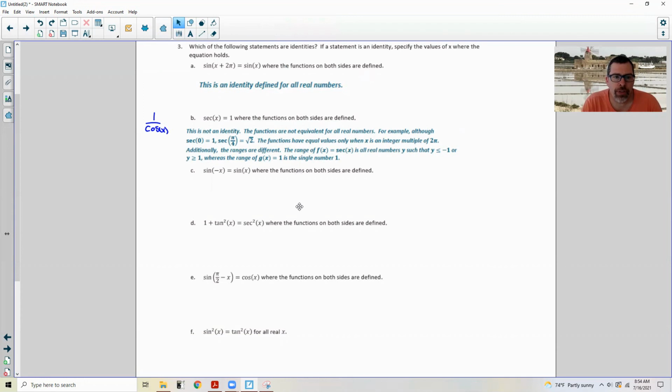For example, although secant of 0 equals 1, secant of pi over 4 equals the square root of 2. The functions have equal values only when x is an integer multiple of 2 pi. Additionally, the ranges are different. The range of f of x equals secant x is all real numbers y such that y is less than or equal to -1 or y is greater than or equal to 1, whereas the range of g of x equals 1 is the single number 1.